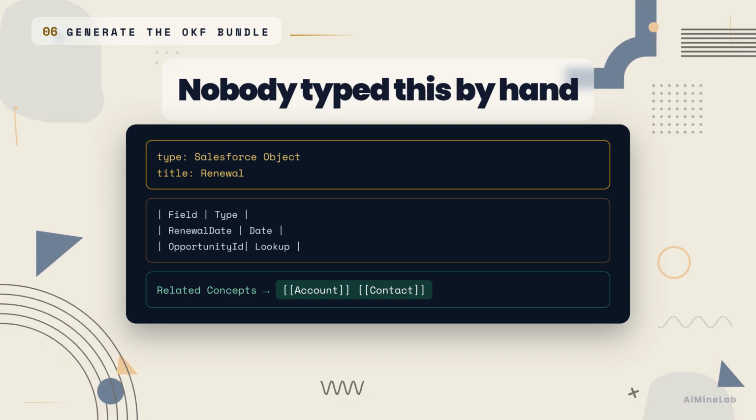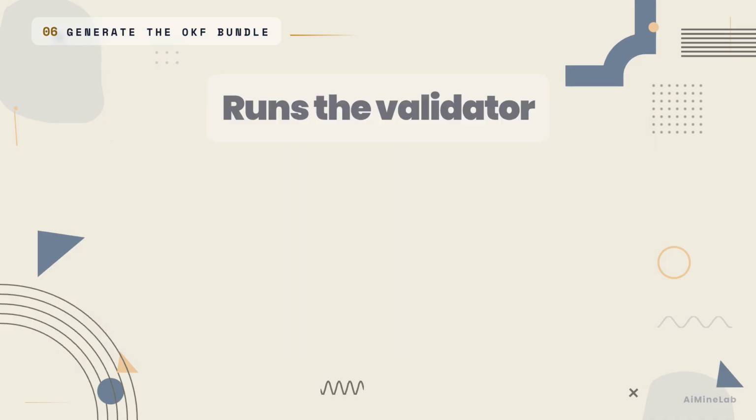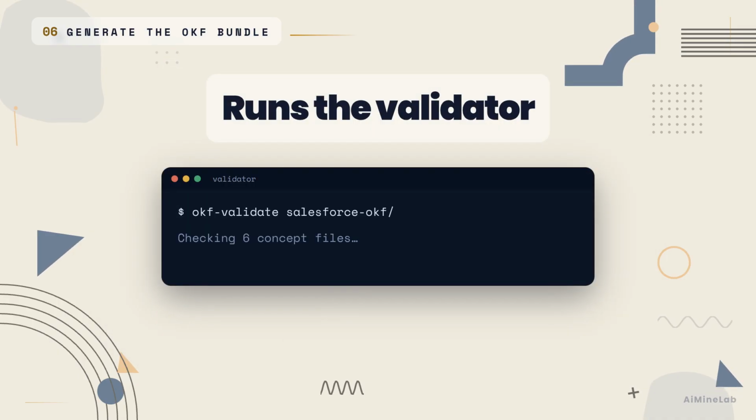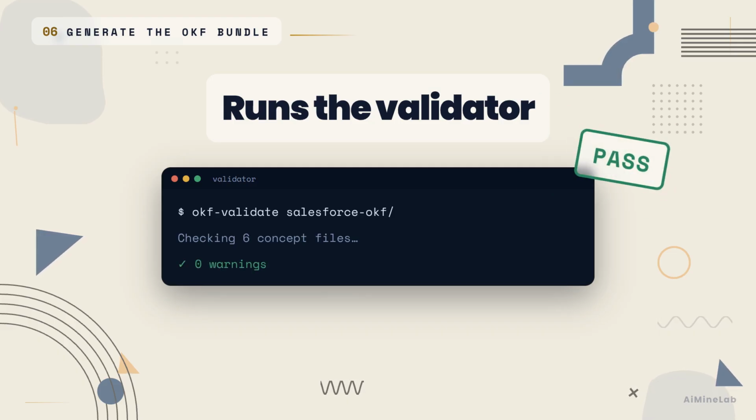Nobody typed these documents by hand. Claude Code turned raw Salesforce metadata into a navigable knowledge graph, and every entry is something a human teammate could open and understand in 10 seconds. Run the directory through Google's Open Validator, and it passes with 0 warnings. This isn't a rough sketch. It follows the actual specification line for line.